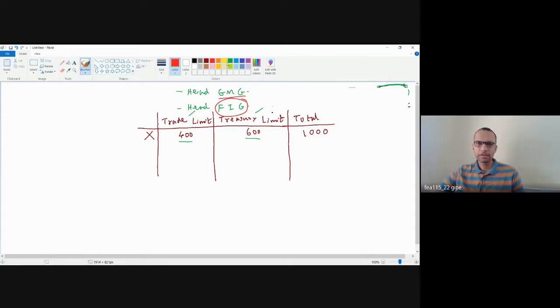To take an example of that, let's say the treasury limit consumption is currently at 590 crores. This is my current consumption. And let's say the trade limit is currently at 0 crores. So no activity is happening on the trade limit side, but the treasury is immensely active for counterparty X. So at the moment, the exposure is standing at 590, which is very, very close to the threshold.